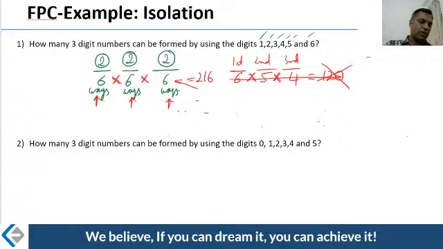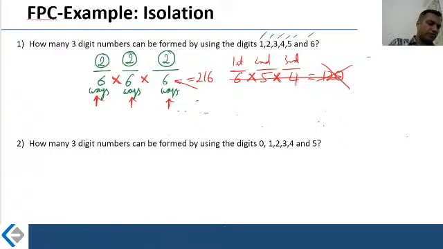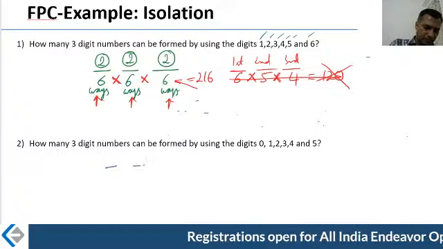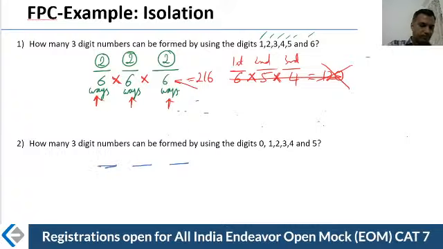All right, that's a basic part of understanding the fundamental principle of counting. Great. Let's come to the second example, friends. Here we go with the second example. Again, a 3-digit number can be formed by using the digits 0, 1, 2, 3, 4, 5, 6.